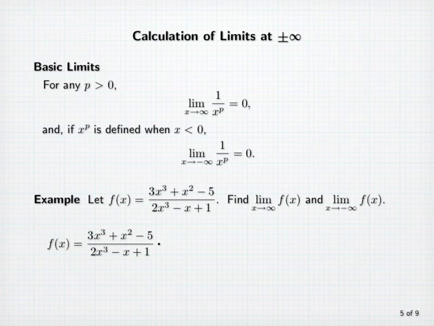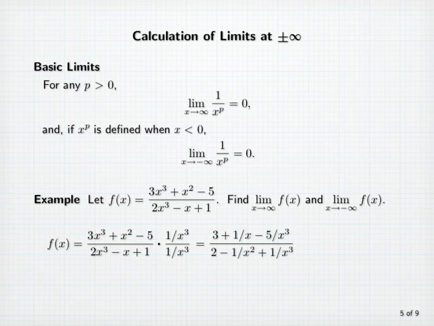We'll first multiply the numerator and denominator of our fraction by 1 over x cubed. The numerator then becomes 3 plus 1 over x minus 5 over x cubed, divided by 2 minus 1 over x squared plus 1 over x cubed. Now we notice that each of the reciprocal powers of x in our expression approach 0 as x approaches infinity or minus infinity. Consequently, the limit as x goes to either plus or minus infinity of f of x is equal to 3/2.